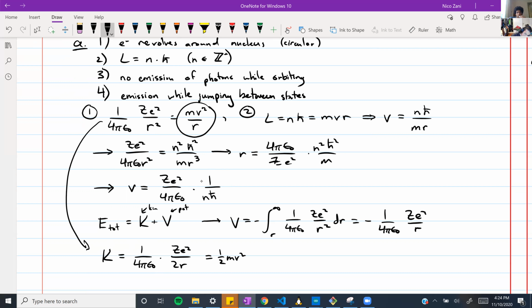So if E total equals K plus V, so if you notice, actually, here, I'll first point this out. Actually, it looks like 2 people have entered the waiting room. Let me go ahead and bring those people in. Okay.